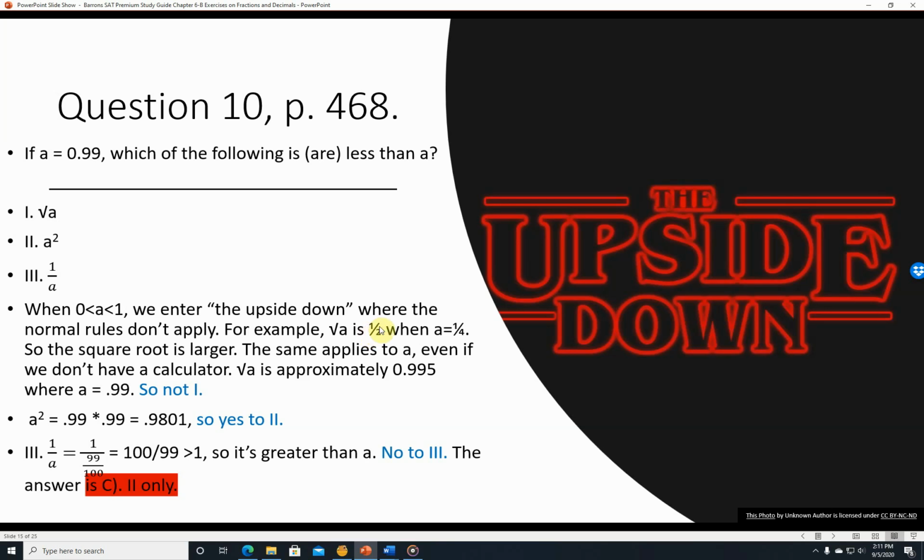If you have the square root of 4, it's equal to 2. So the square root is larger when you're dealing with a fraction that's between 0 and 1. So it's positive, but it's smaller than 1. So the same applies to a even if we don't have a calculator. So a is 0.99, that's just barely, it's 1% less than 1.